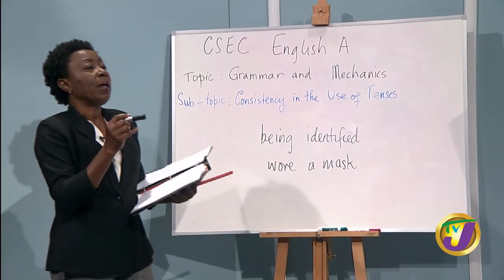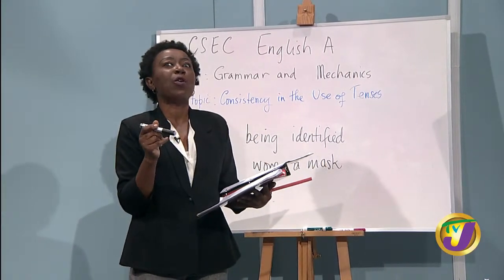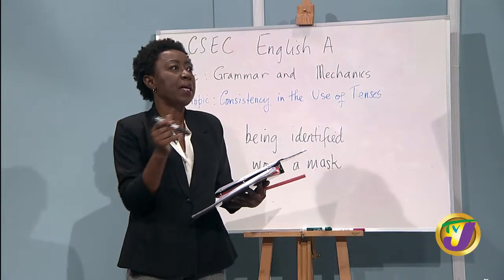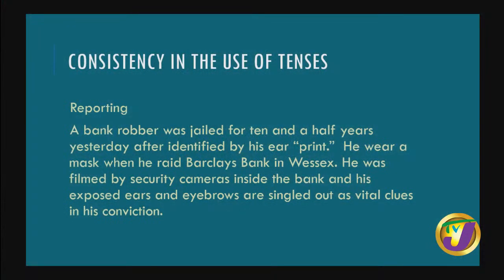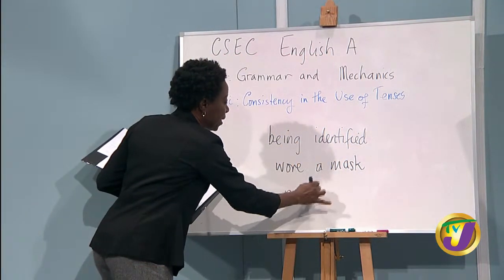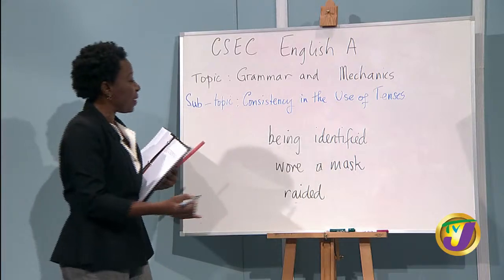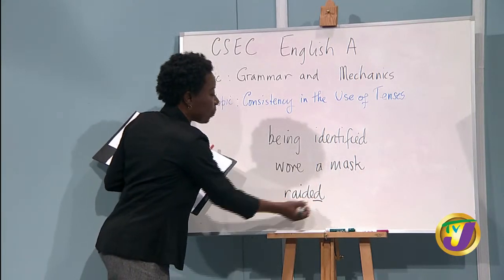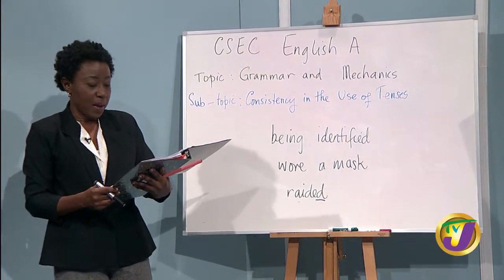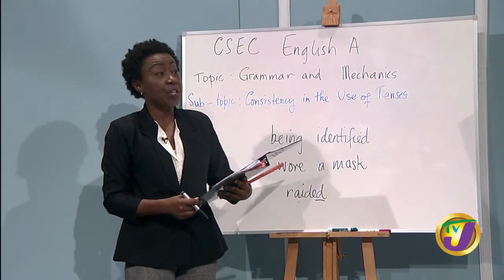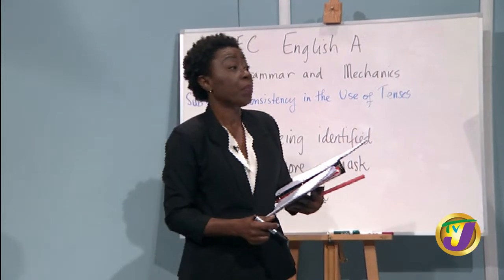When he raided Barclays Bank. Don't we speak like that sometimes? But in writing. So when he raided, so you see that the raid is in what tense? The present tense. So we are going to correct that. Okay, so yesterday he raided. So R-A-I-D-E-D. Okay? And this one is a regular past tense, a regular verb. Raided Barclays Bank.